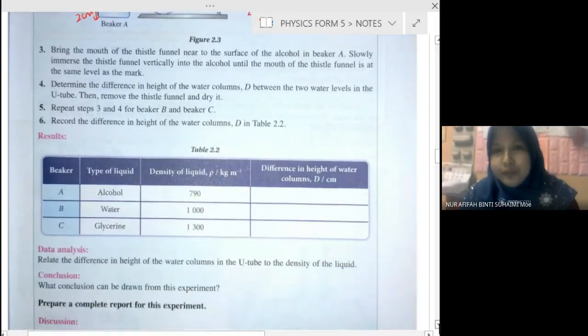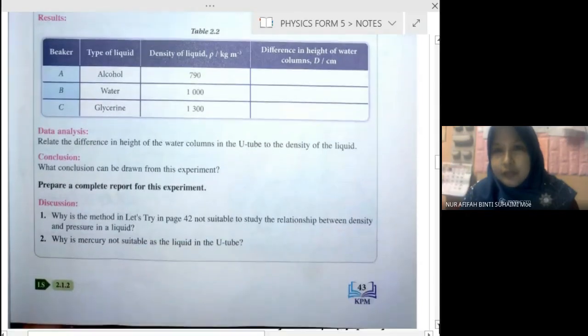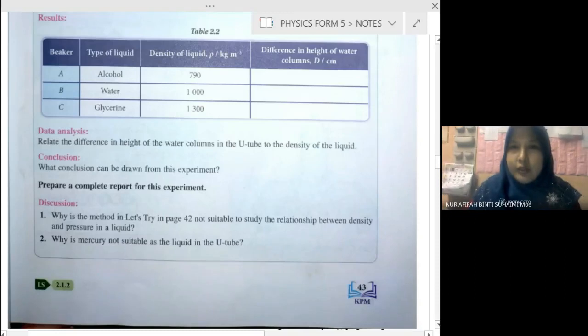Okay, this is the result. Result ni buat table lah. Okay, lepas tu graph pun sama, directly proportional.